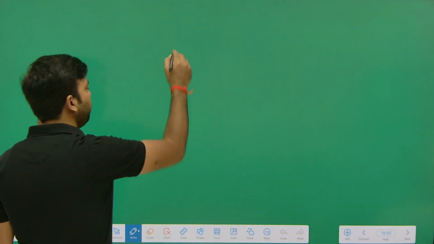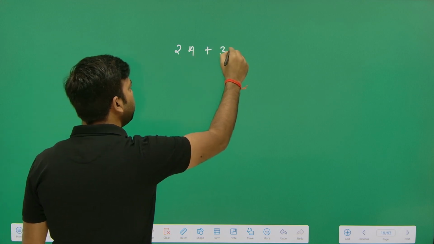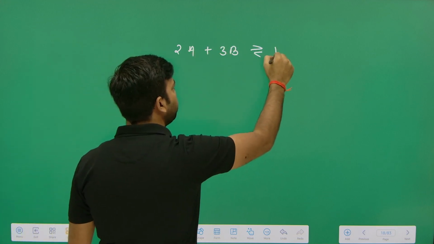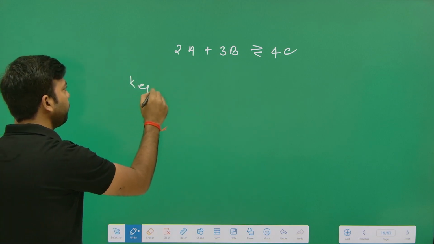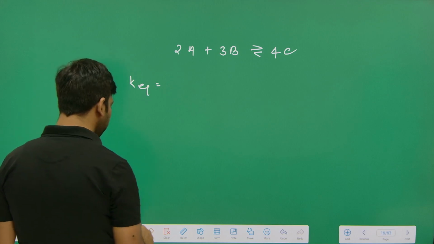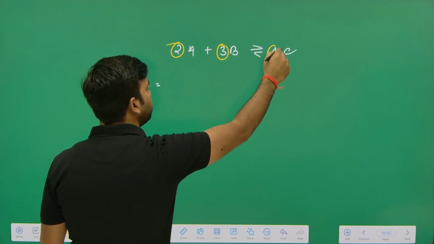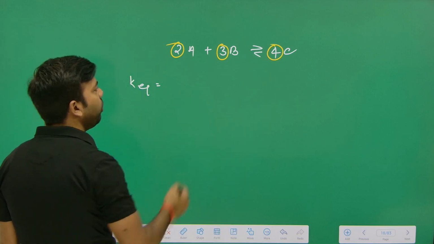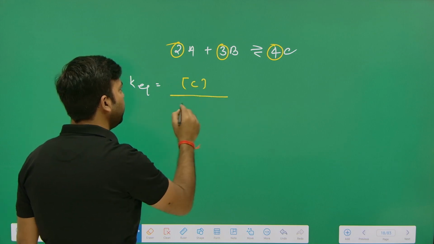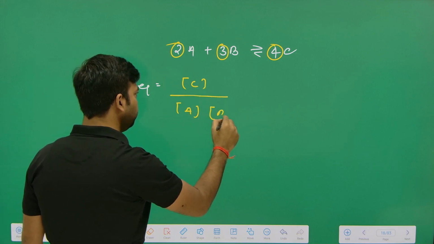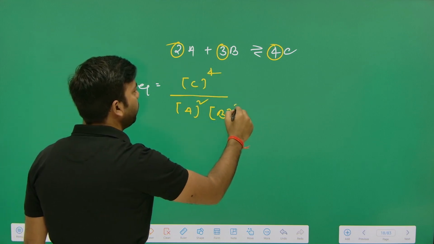We all knew, suppose we have a reaction like this, suppose 2A plus 3B gives 4C. I'm going to talk about the expression of K equilibrium. So these numbers are called stoichiometric coefficients. Okay. So K equilibrium will be what? Concentration of product divided by reactant. So product is my C, reactant is my A and B. So C to the power 4, A to the power 2, B to the power 3. Make sense?